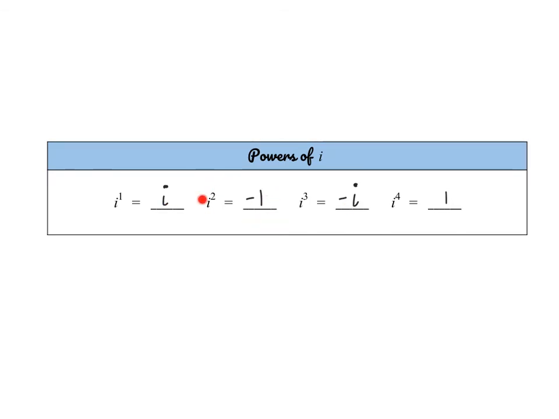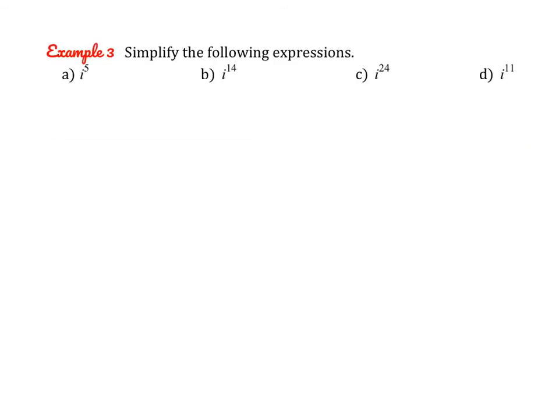But the big one, the most common one you'll see, is i squared. i squared always becomes -1. Okay, so let's give some of these a try.